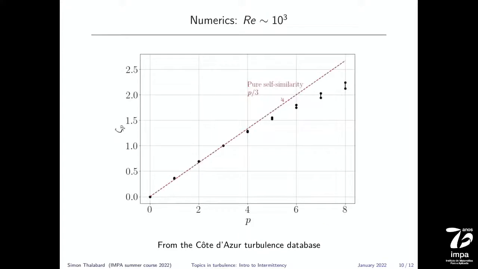So this means that if we plot zeta P as a function of P, we can see that there is a little bend. It's noticeable here. There is a little bend. And the question is, how do we understand it? And so we need to think. So there is a bend, so the problem is not that.